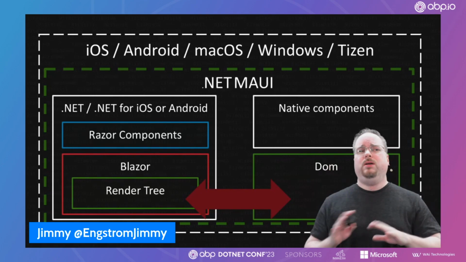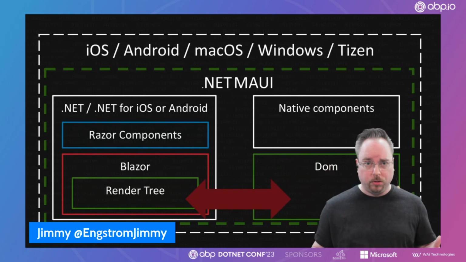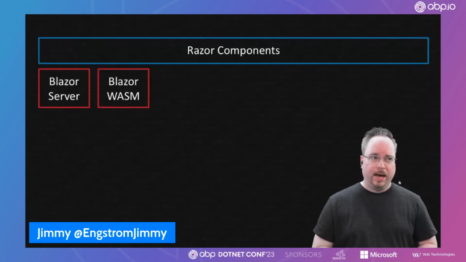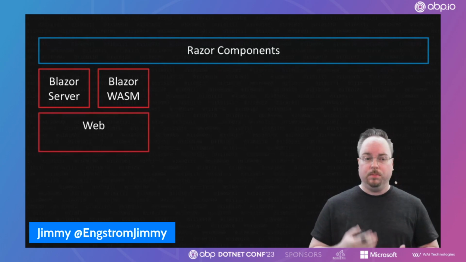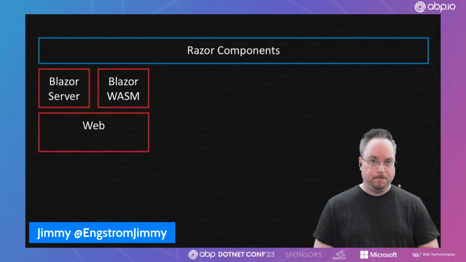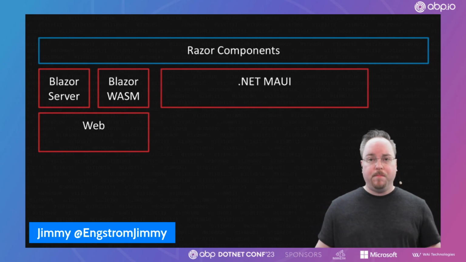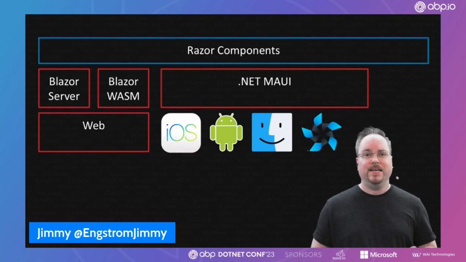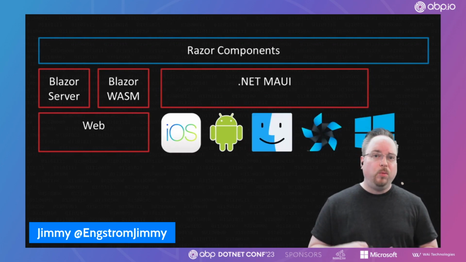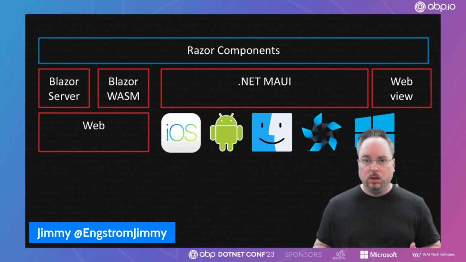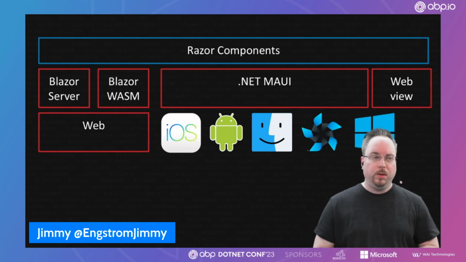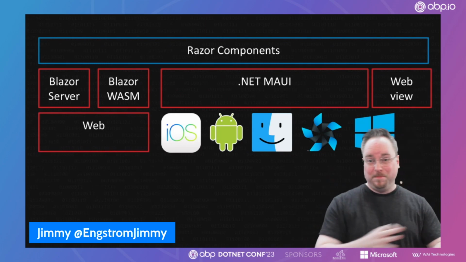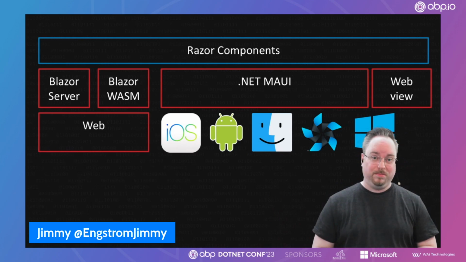We can mix and match a little bit when it comes to Blazor Hybrid. So the really cool thing about Blazor in general is that we can take the same Razor components and reach the web using Blazor Server and Blazor WebAssembly. We can use .NET MAUI to reach iOS, Android, macOS, Tizen, and Windows. And we can also use a web view to reach WPF and Windows Forms as well. So we can write the same code and basically run it everywhere.